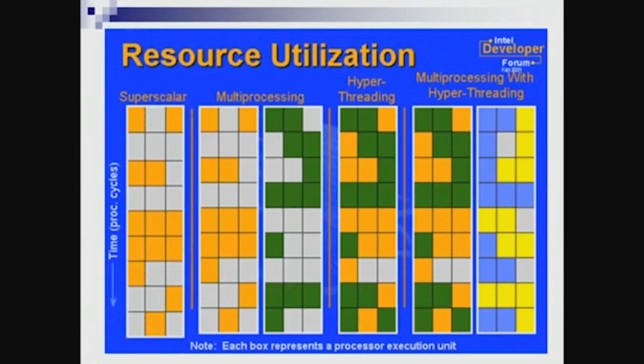So this is a very clear thing, whatever we see. This is a graph: on the y axis is the time, and on the x axis is whether a particular unit is occupied or not. We have already seen a superscalar. Let us assume there are three units inside the superscalar processor. In the first cycle, two of the units are occupied, one is empty. In the second cycle all three are empty, in the third cycle two are occupied, etc.